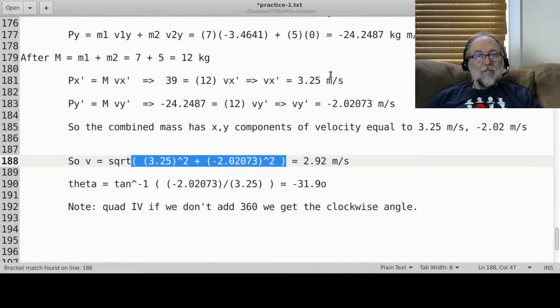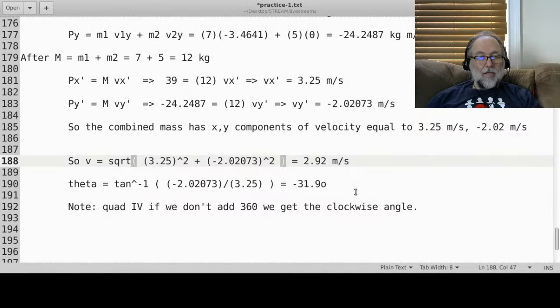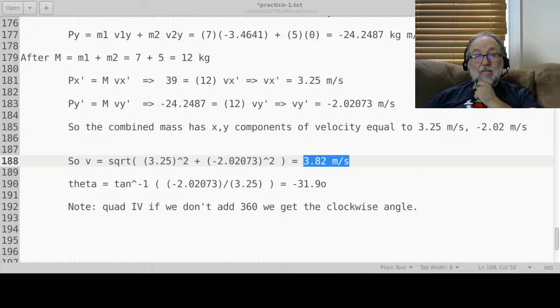3.83, and sure enough, I did it wrong. There we go. 3.83 meters per second. Okay, so there's the magnitude of the velocity. That's actually how fast it's going.